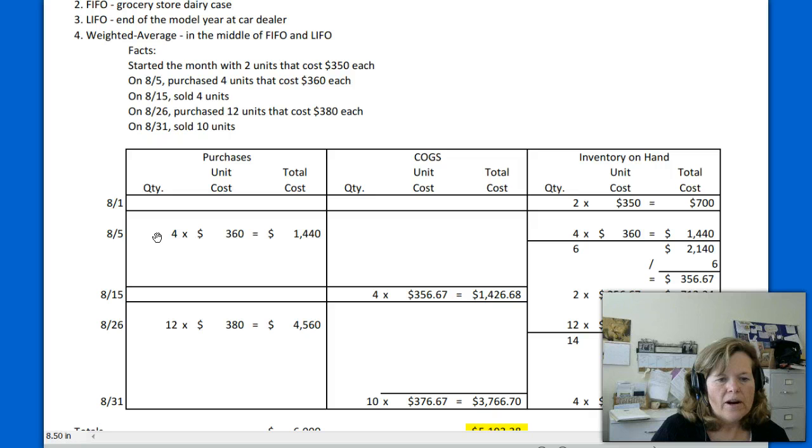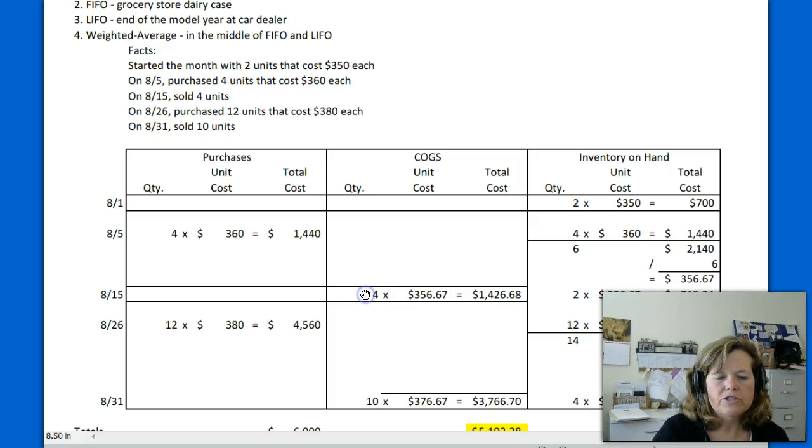We've got these 4 items at $360. We extend the cost to $1,440. I'm then going to transfer this over to my inventory on hand column so I can figure out what I have so far. I've got 6 units. The total cost for those 6 units is $2,140.